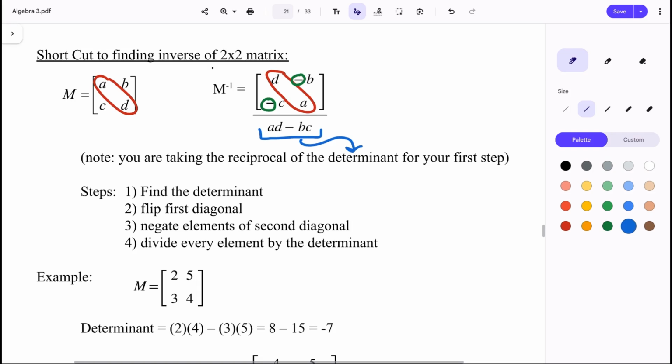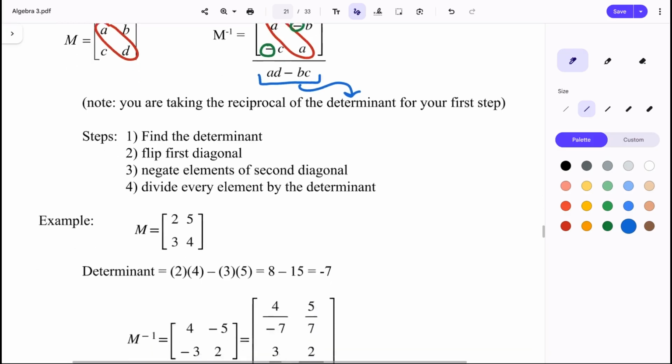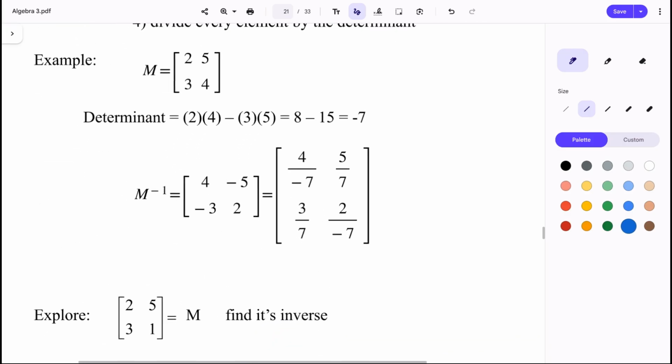So the steps are to find your determinant, so do that cross multiplication and subtraction, flip your first diagonal, switch the signs of the second diagonal, and then you're going to divide every single element in the new matrix by the determinant. So let's take a look at this example. I've got the matrix 2, 5, 3, 4. First thing I do is find my determinant, so I cross multiply. So they're doing 2 times the 4 and 3 times the 5, and you're subtracting. So that becomes 8 minus 15, so your determinant is going to be negative 7.